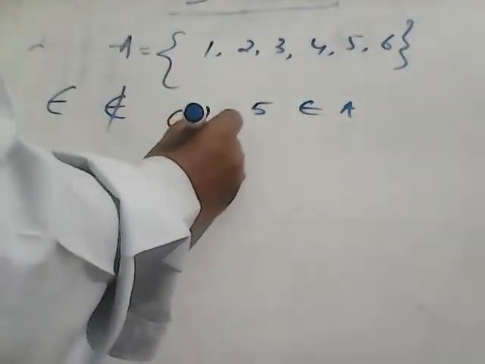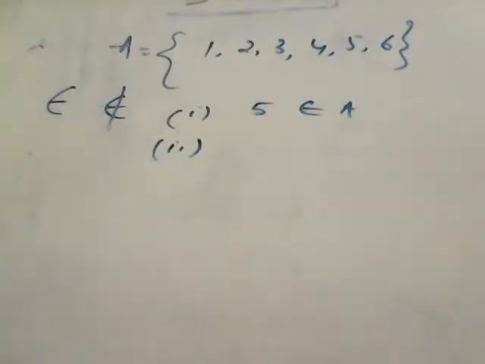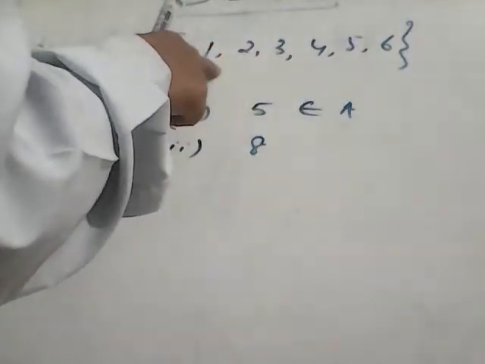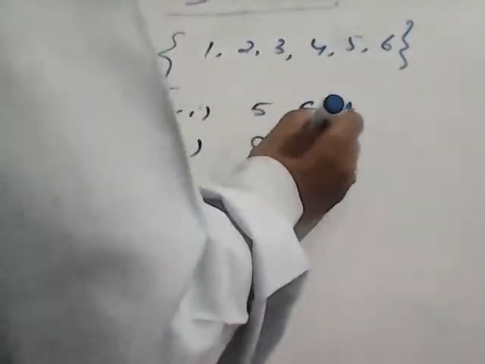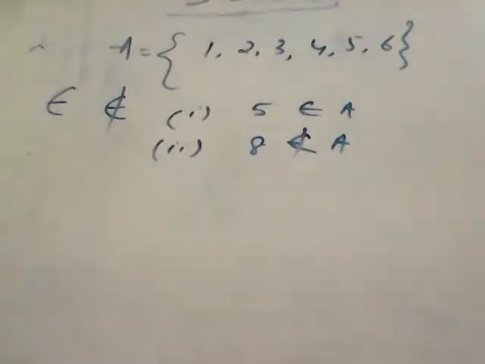Second bit. 8. You check. Is 8 present here? No. 8 is not an element. 8 does not belong to the set A. So you should write 8 does not belong to A. Belongs to, does not belong to.